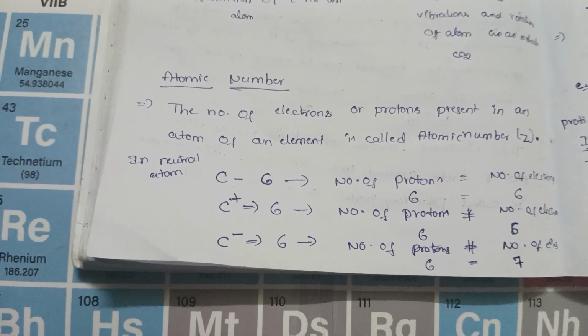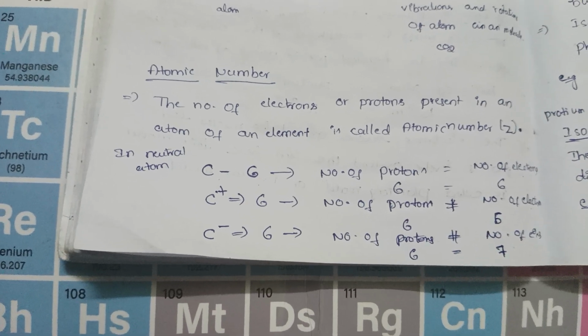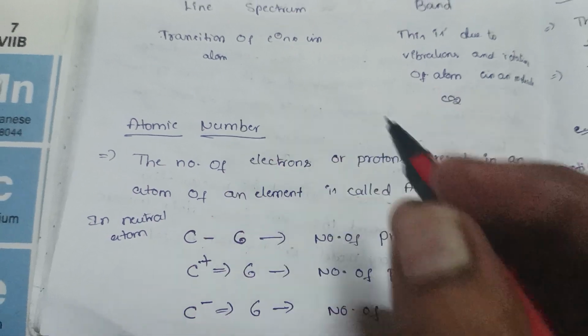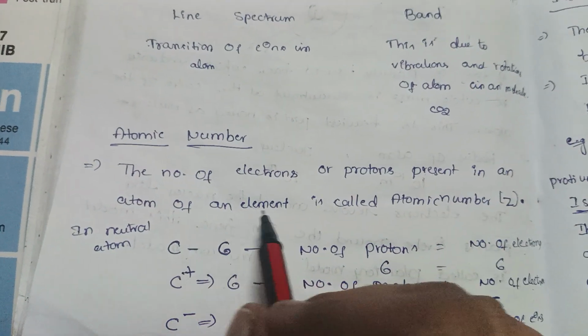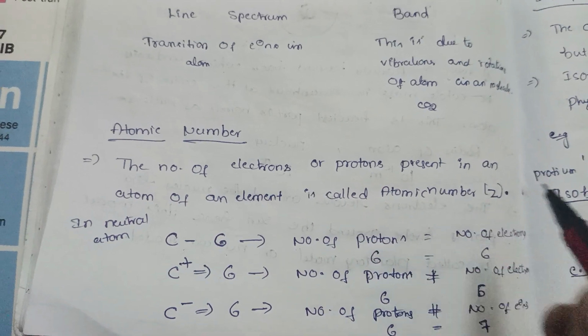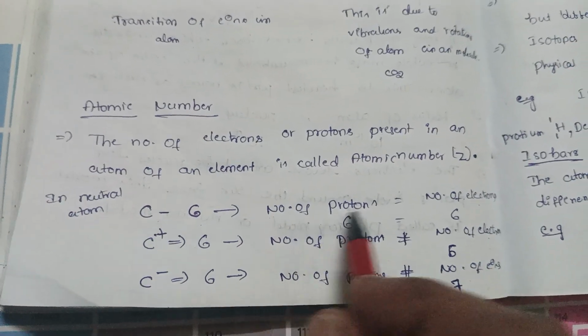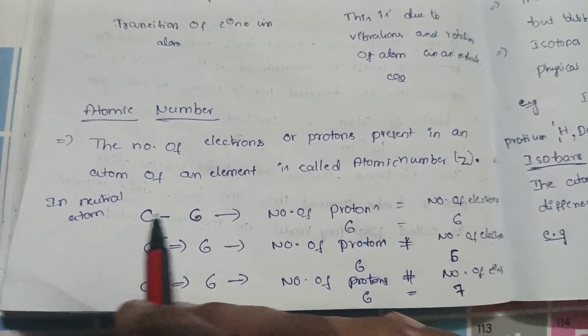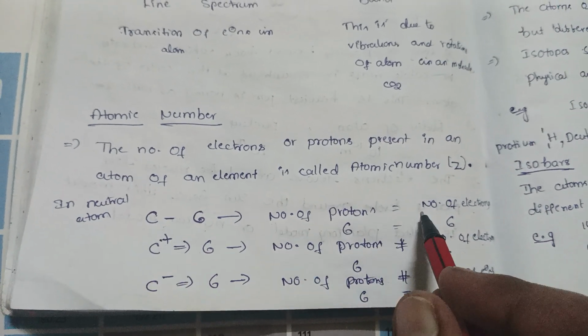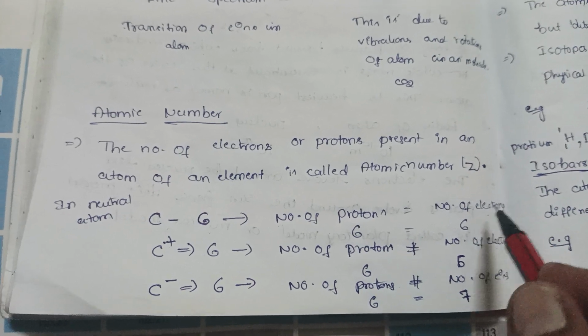Today we are going to discuss some basic concepts in atomic structure. First one is atomic number. The number of electrons or protons present in an atom of an element is called atomic number. If we take carbon, number of protons 6, number of electrons 6. In a neutral atom, number of protons equals number of electrons.